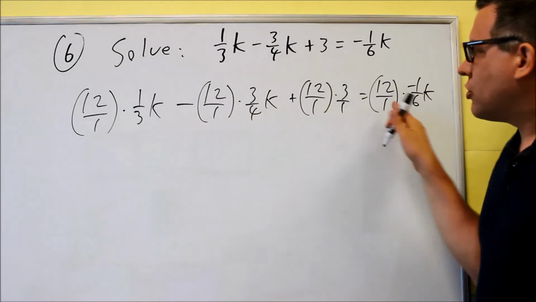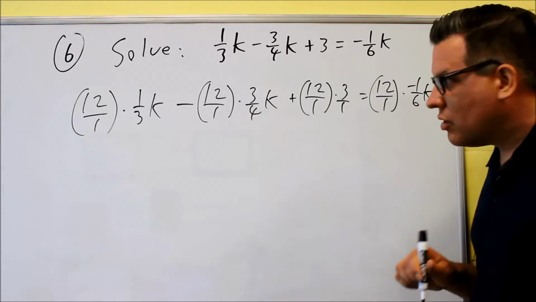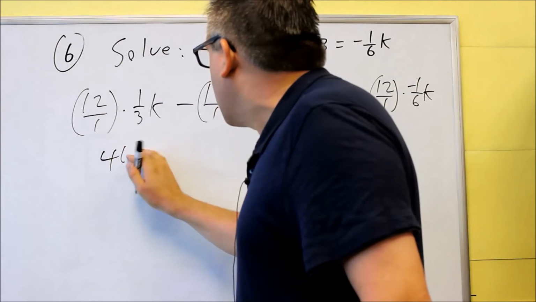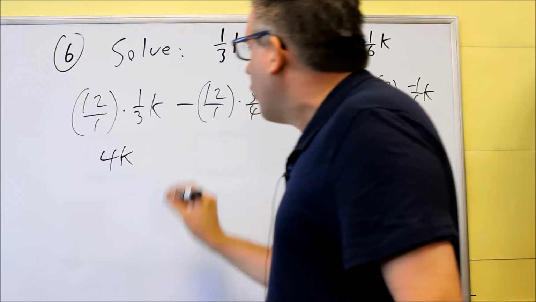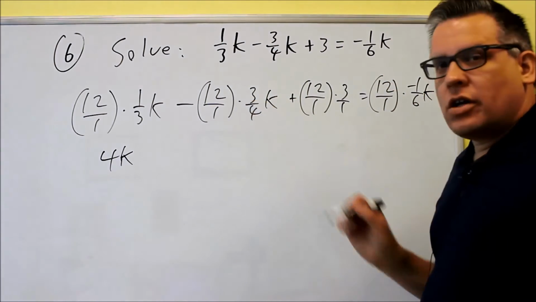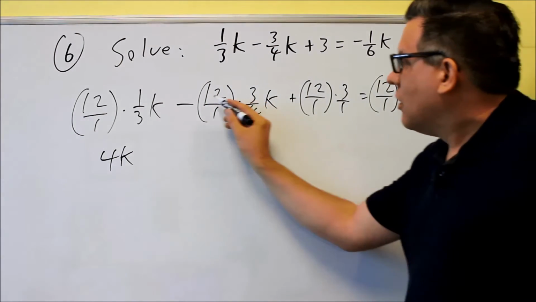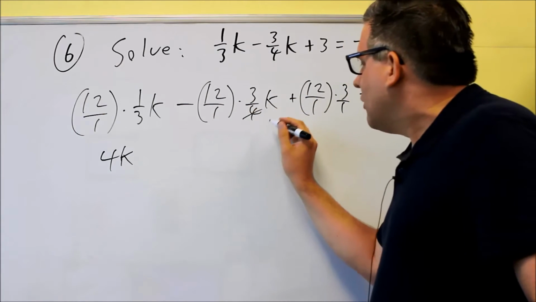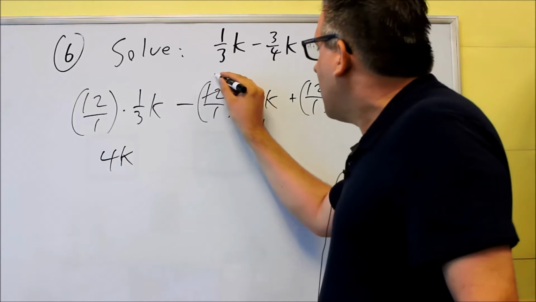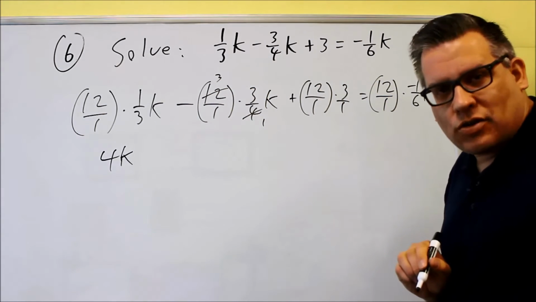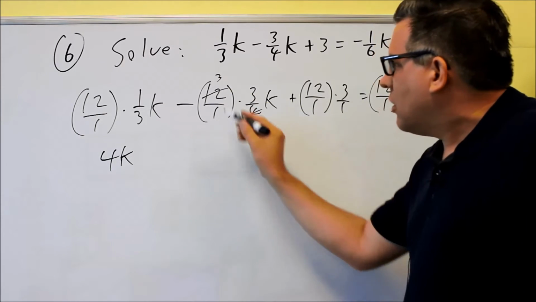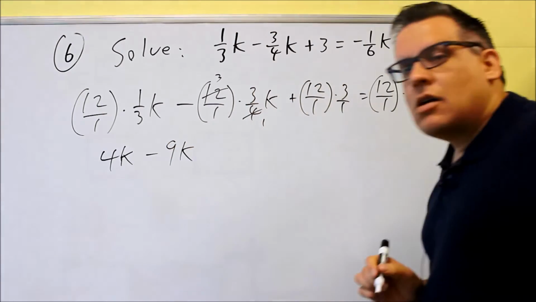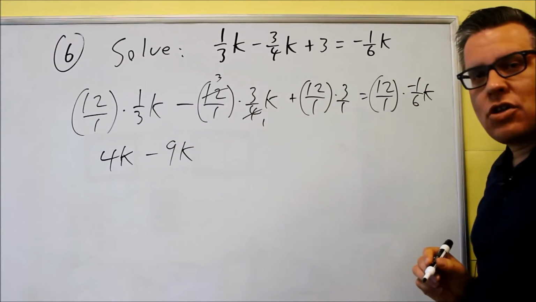Now, once I put 12 over 1 next to each thing, I want to reduce. 12 over 3 gives me a 4, and the 1's cancel, so I get 4k there. The next one I can approach one of two different ways. I can take 12 times 3 divided by 4 and get 9, or I can divide 12 by 4 to get 3, and divide the 4 by 4 to get 1, so I can do some cross-canceling. If I do the cross-canceling method, I get negative 3 times positive 3, which is negative 9k. That's the simplification of that part.